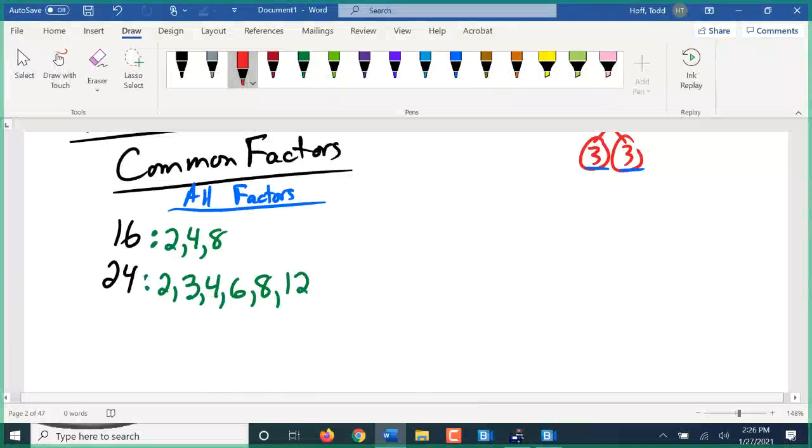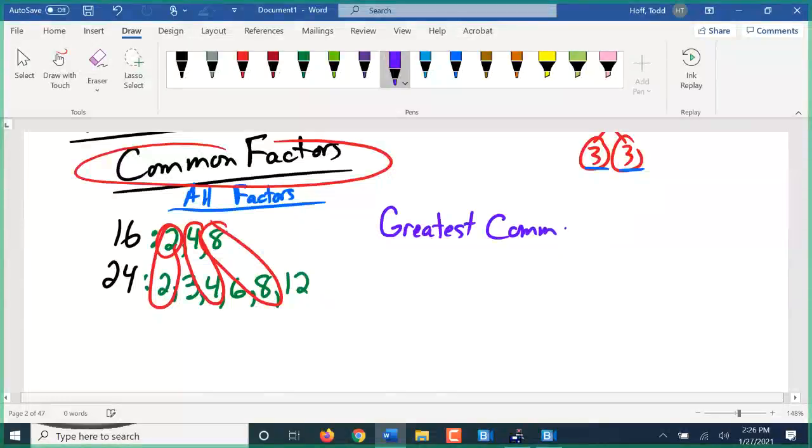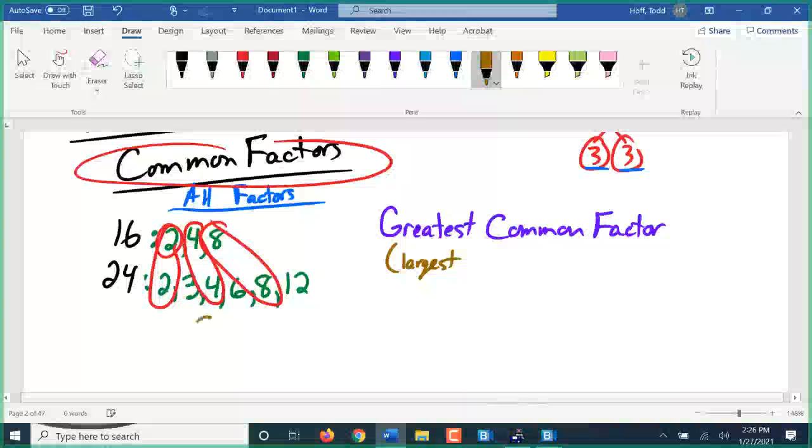So those are all the factors of each. When we want to look at common factors, they both have a 2, both have a 4, and they both have an 8. All the factors of 16 are in common with the 24. But we're not usually interested in all the common factors. We're usually interested in something called the greatest common factor. Greatest, of course, means largest. In this case, that would be the 8. That is the largest of the common factors that they have in common.